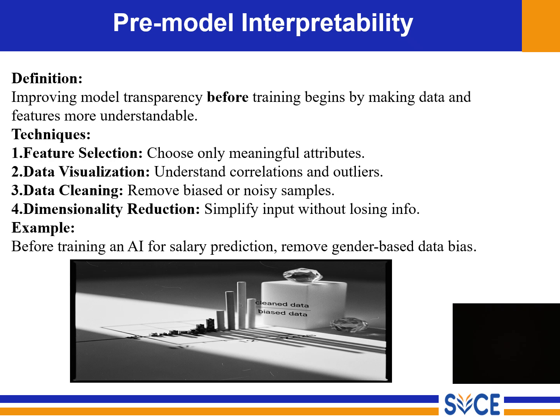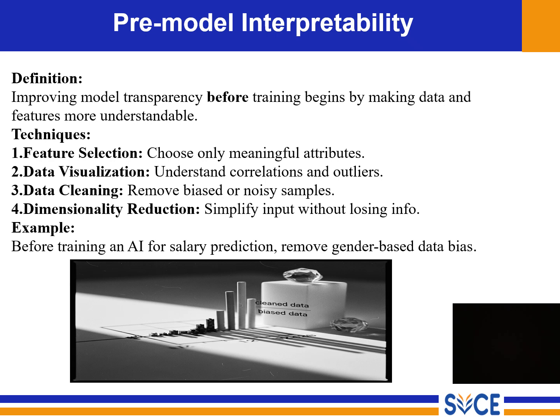The techniques included, the first one is feature selection. So it chooses only the important attributes. Okay. For salary prediction, we pick experience and education, not height or eye color or hair color, like that. Okay. Then the second one is data visualization. So it draws graphs to understand how the data behaves. For example, plot the salary versus experience, like that.